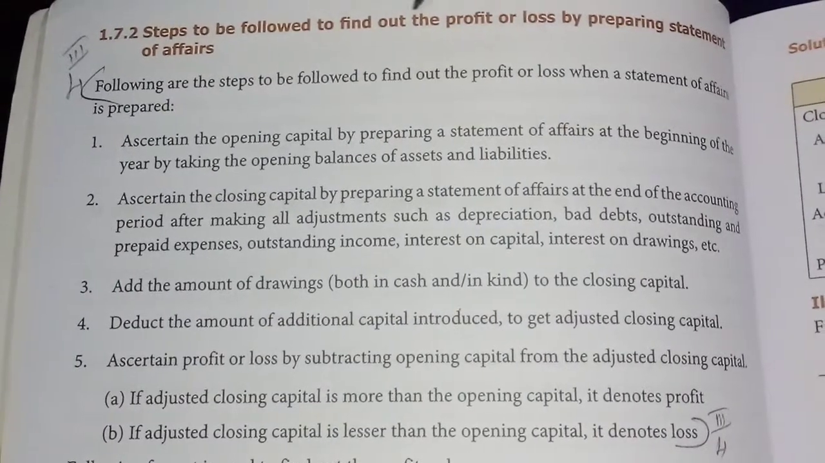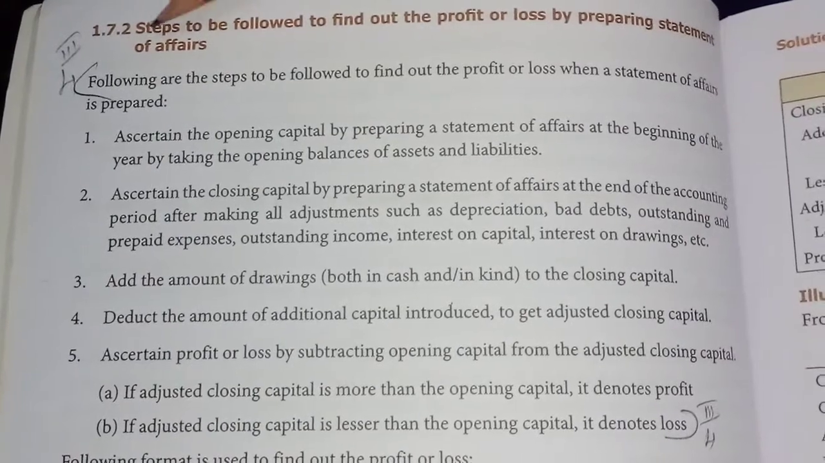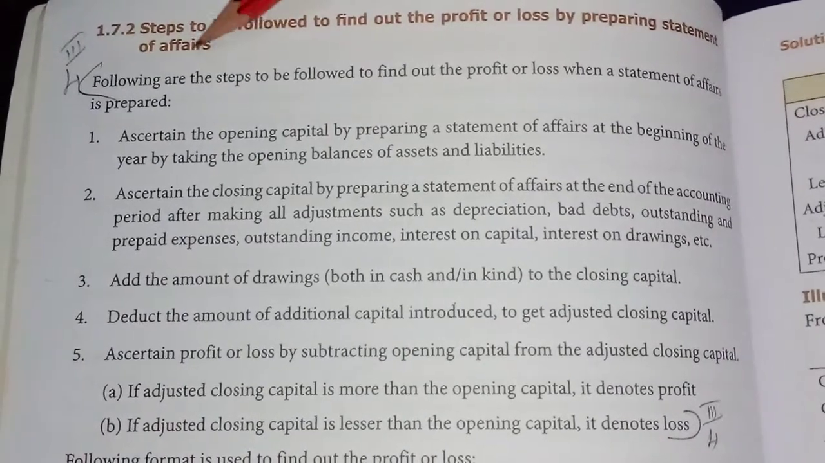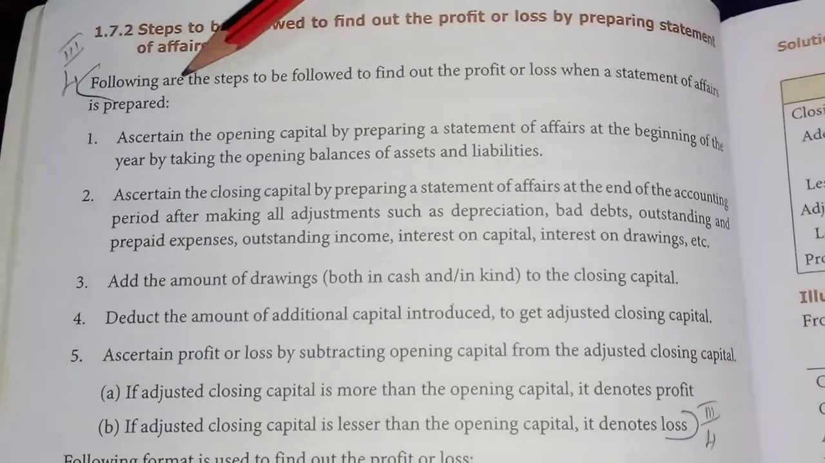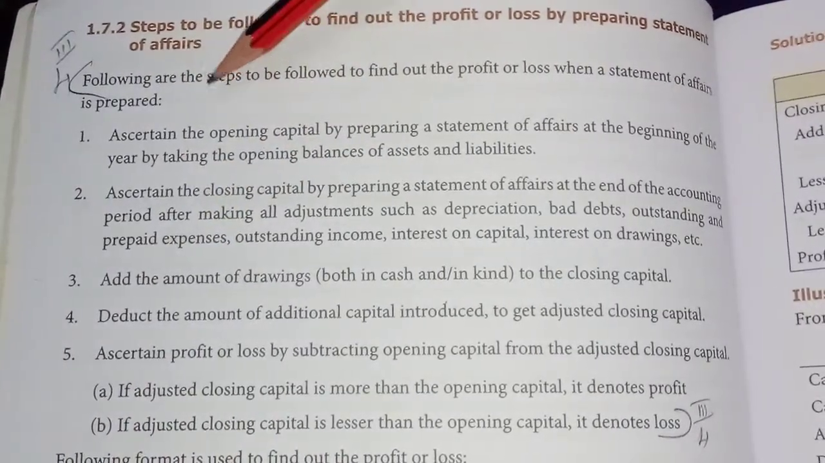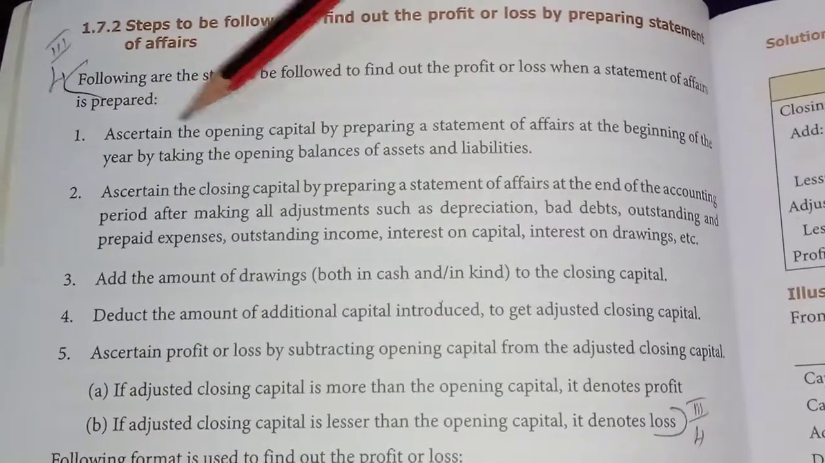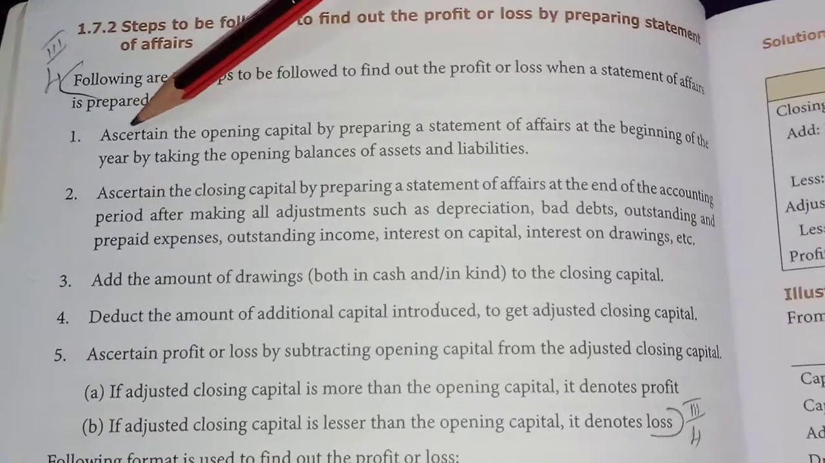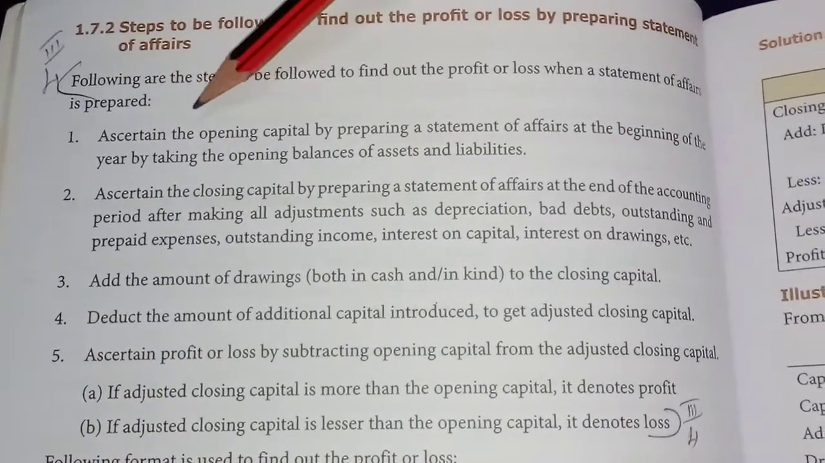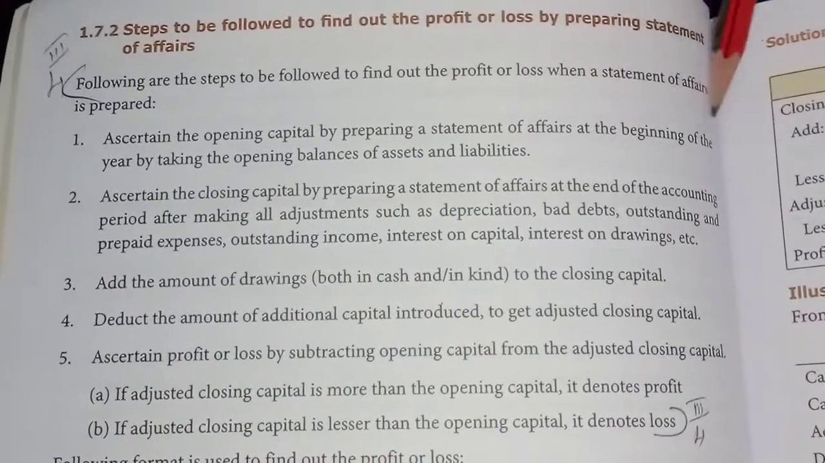Steps to be followed to find out the profit or loss by preparing a statement of affairs. All 5 steps are given. What we have done and what we are going to do is explained here, so when I read, you will understand. First step: ascertain the opening capital by preparing a statement of affairs at the beginning of the year.